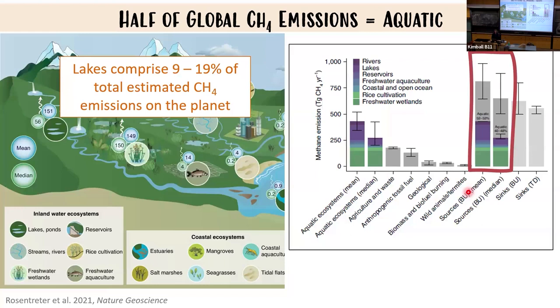And another way of looking at that is if you put them in a stacked bar graph, you can see that the aquatic sources, those colors, they represent half of all of the global methane emissions. So we're talking about globally significant numbers here. And if we think just about lakes, it's 9 to 19% of the total estimated methane emissions on the planet. Now, those error bars are really large. We have more work to do to figure out the uncertainty, but we are talking about some pretty big numbers.